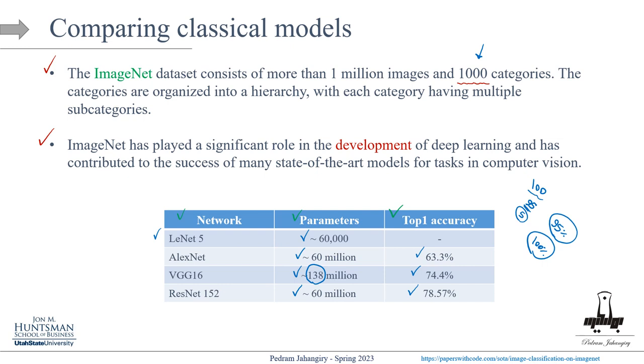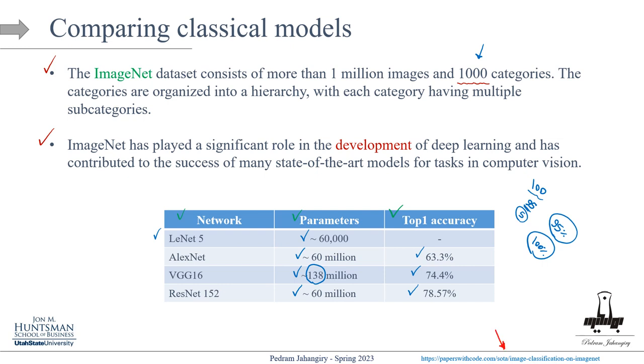Okay, then performance-wise, in terms of top 1 accuracy, for AlexNet, 63%, for VGG16, 74%, for ResNet 152, 78.57%. And again, remember, at the time, these were breakthrough models and they pushed the edge of computer vision when it comes to image classification.